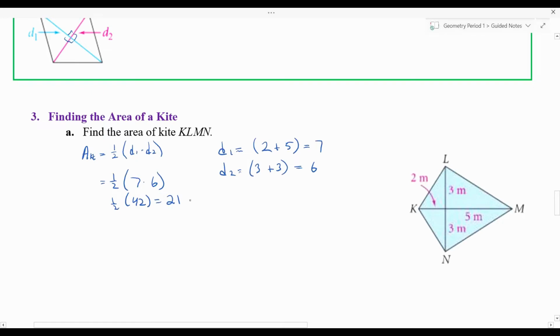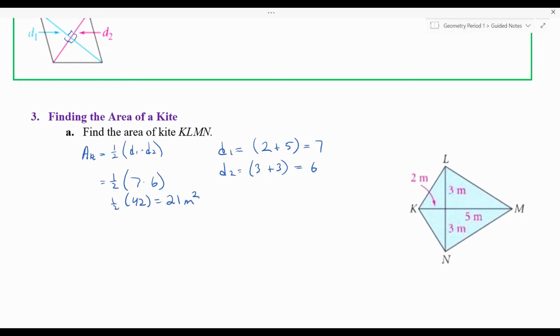And since we're dealing with area, the units here are meters, right? So it's meters. And the units are squared because we're dealing with area. So it is 21 squared meters. That's the area of that kite right there.